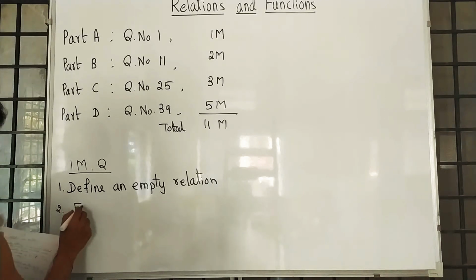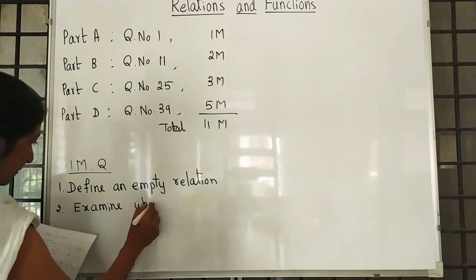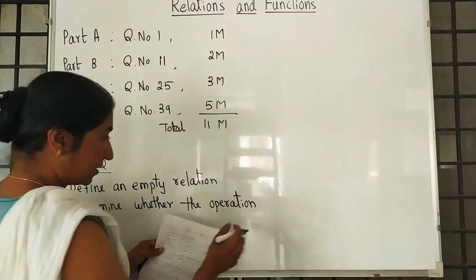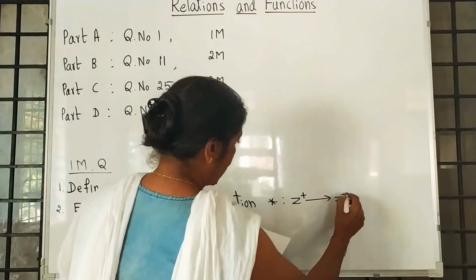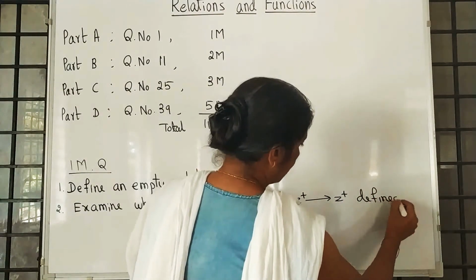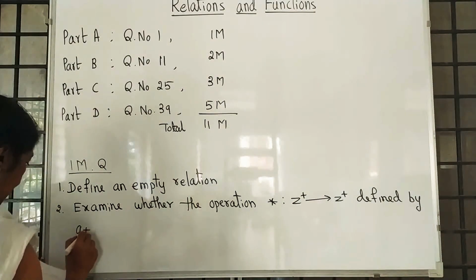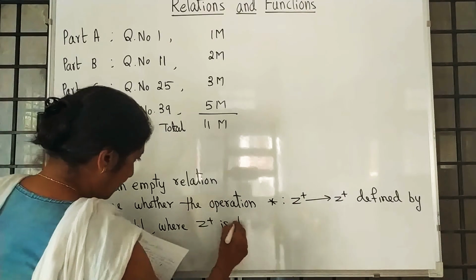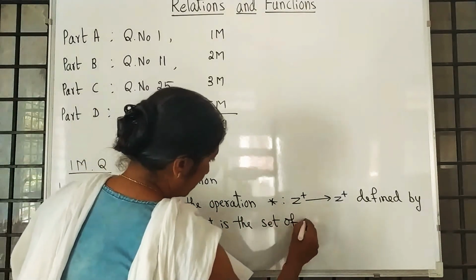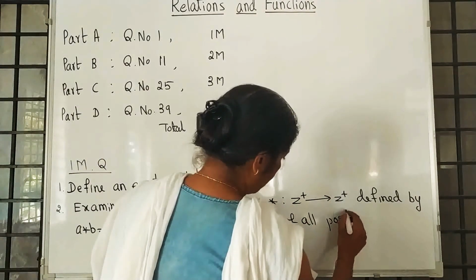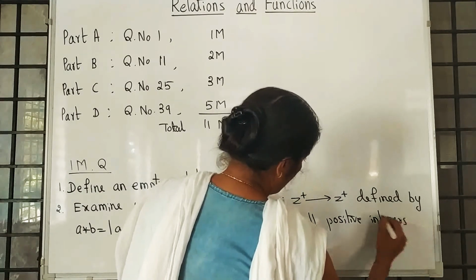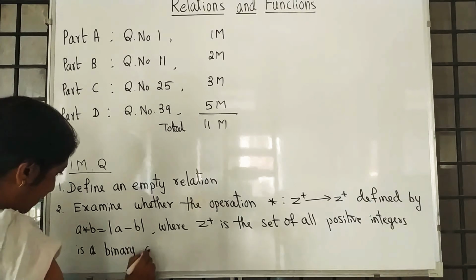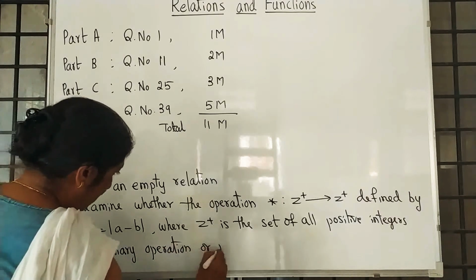Second question, examine whether the operation star on Z plus, defined by a star b is equal to modulus of a minus b, where Z plus is the set of all positive integers, is a binary operation or not?